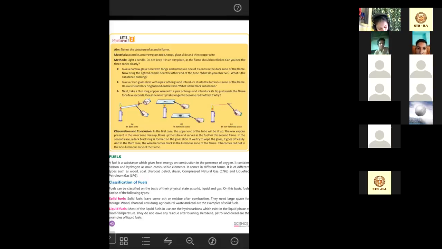In the first case, the upper end of the tube will be lit up. The wax vapor present in the inner zone rises up through the tube and serves as fuel for this second flame. In the second case, a dark black ring is formed on the glass slide, and if we try to wipe the glass, it goes off very easily. And in the third case, the wire becomes black in the luminous zone of the flame. It becomes red hot in the non-luminous zone. Okay, let's see this one.